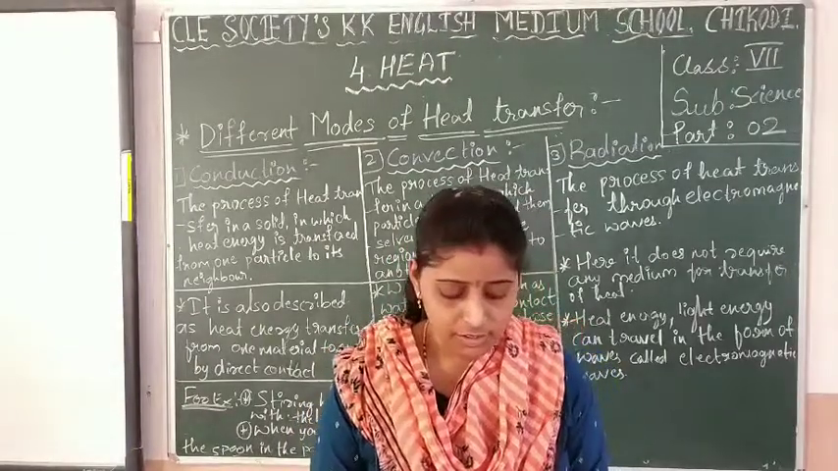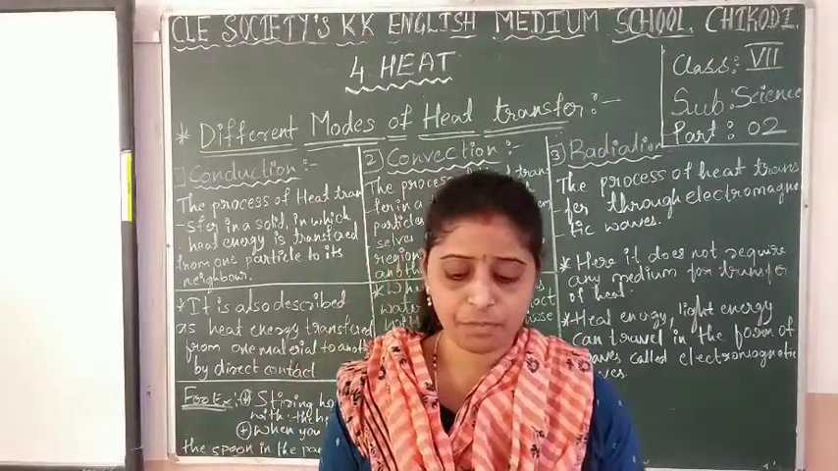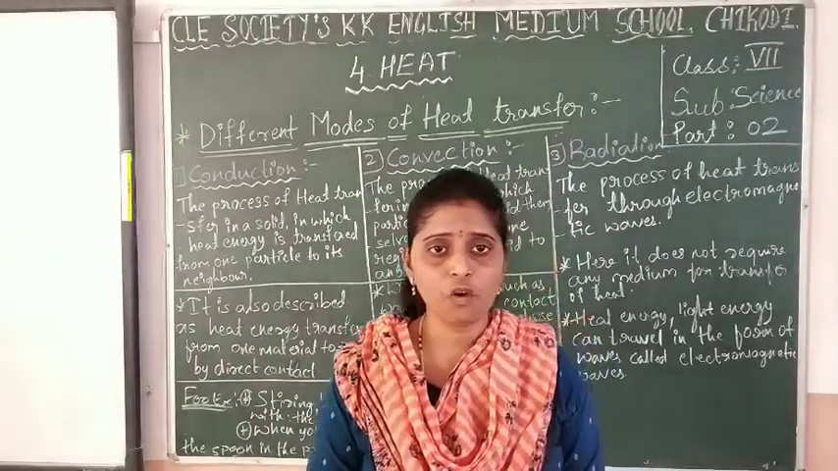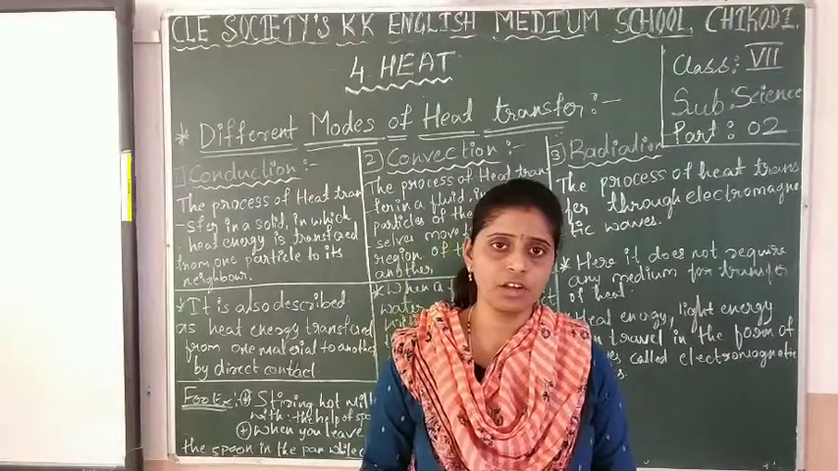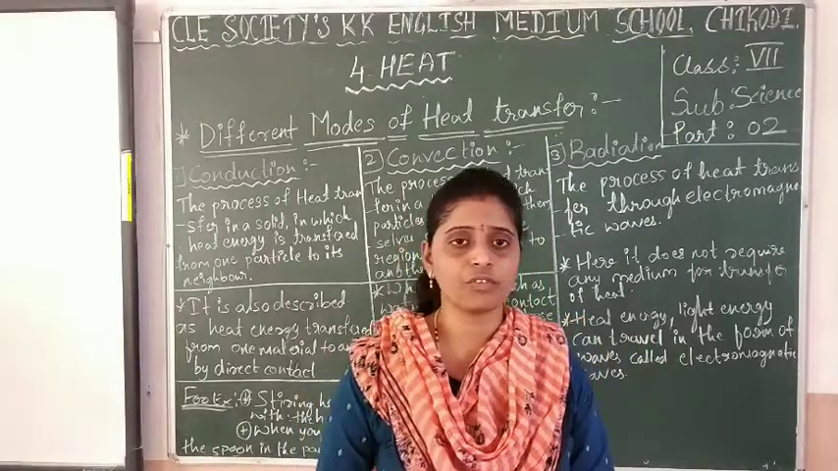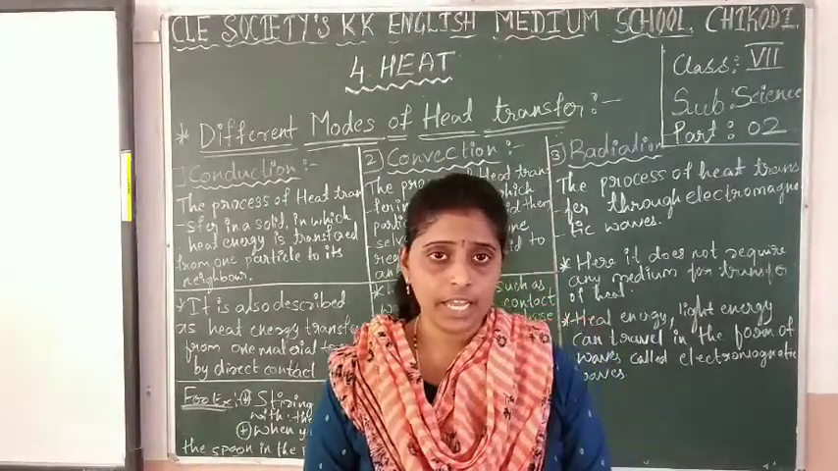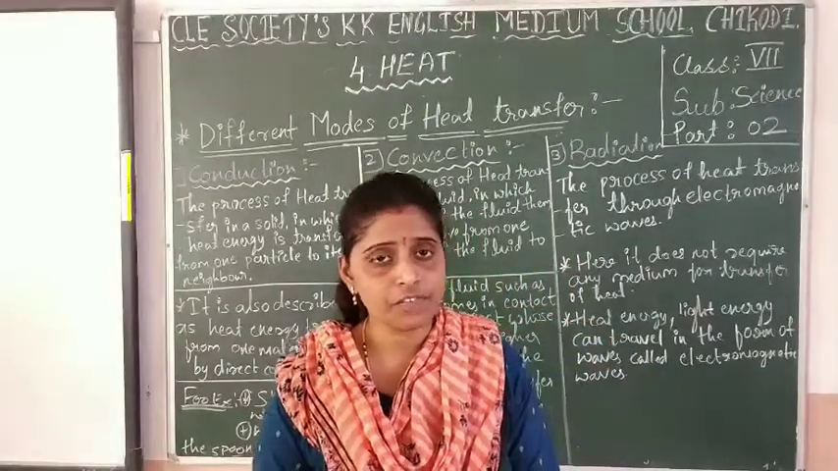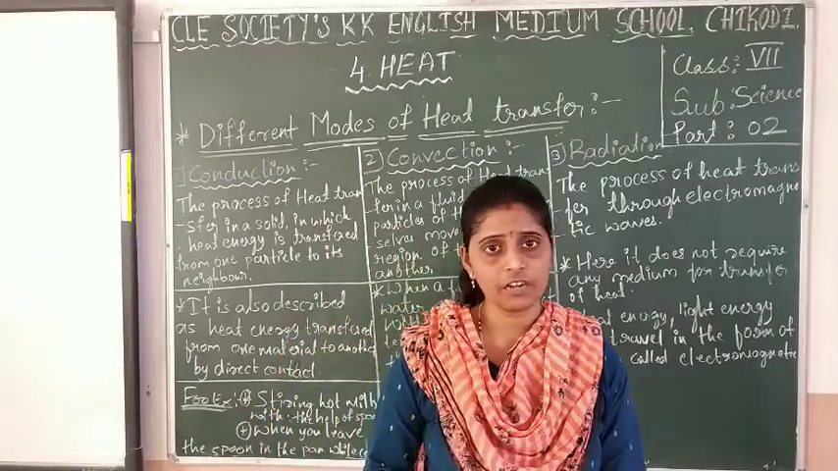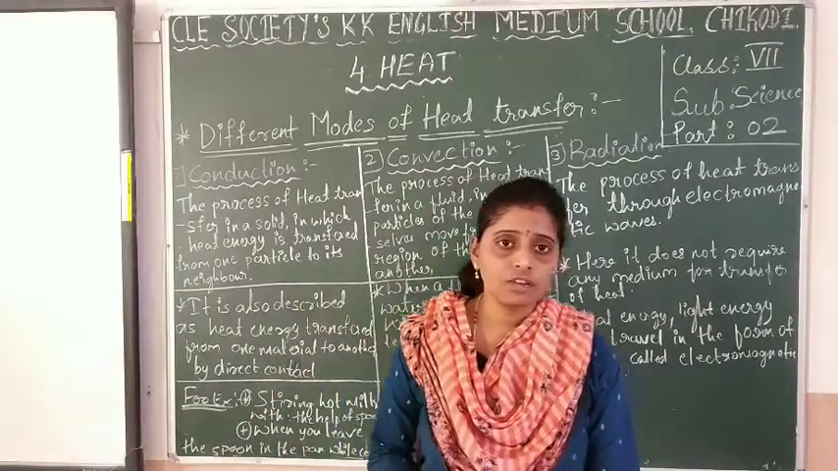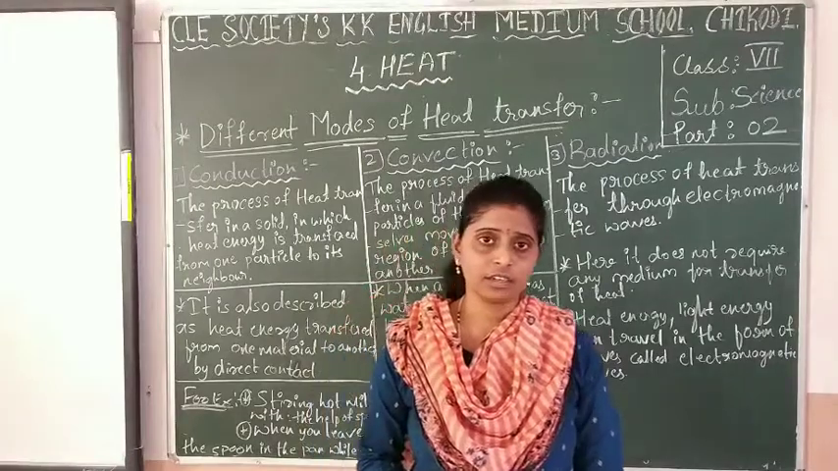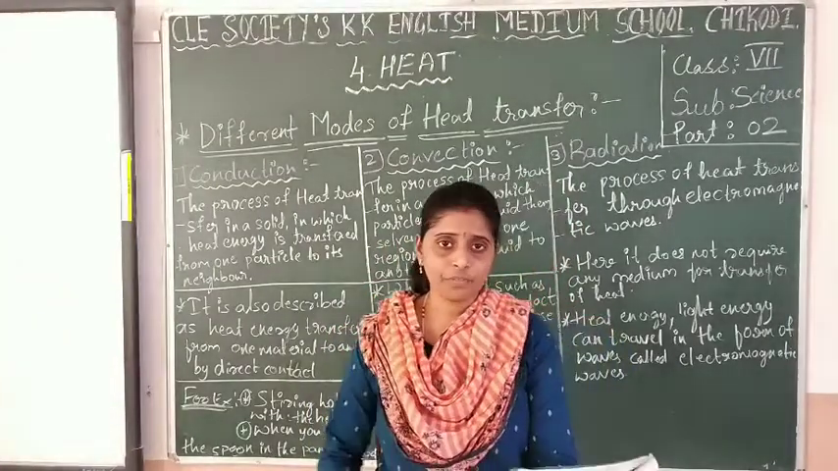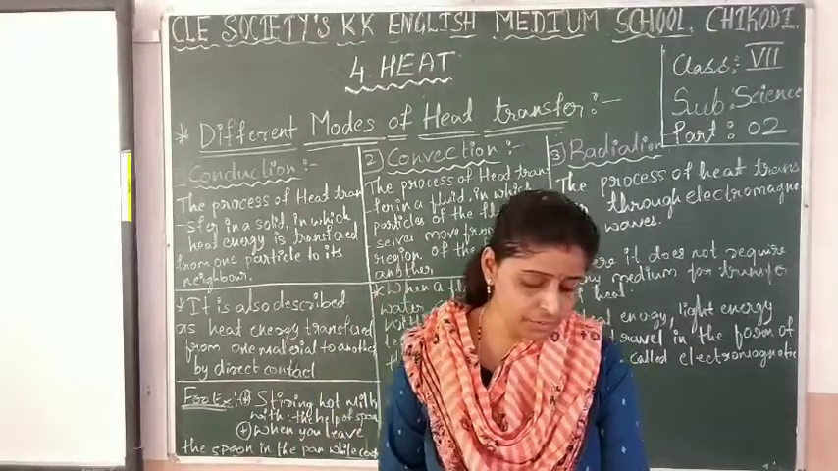Thus convection helps in keeping our atmosphere warm. So why is our atmosphere warm? Because of the convection process. The sun rays fall on the surface of the earth through the air medium, and our earth surface gets heat. If our earth surface gets heat, then our atmosphere becomes warm.